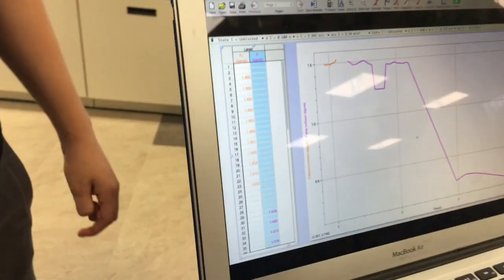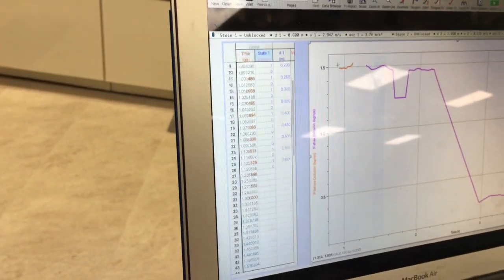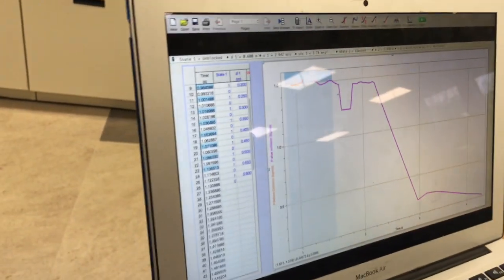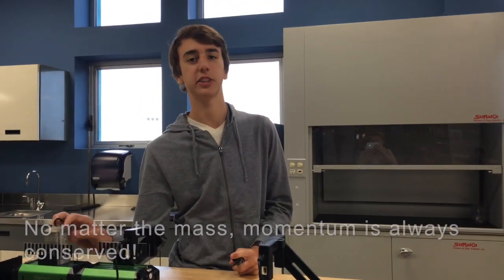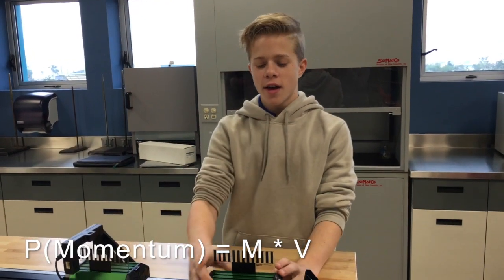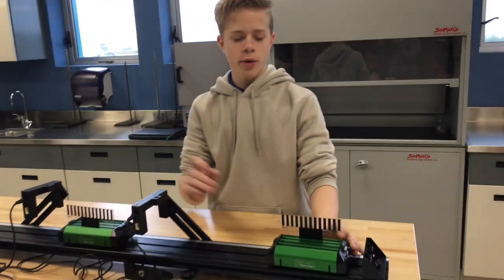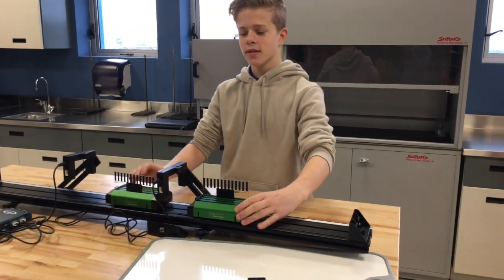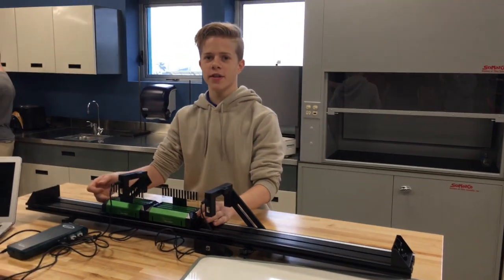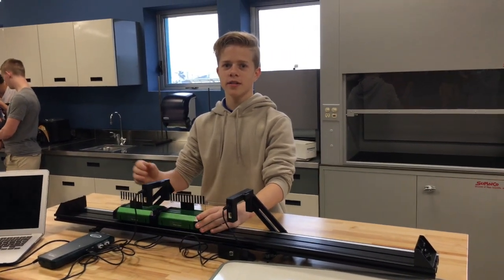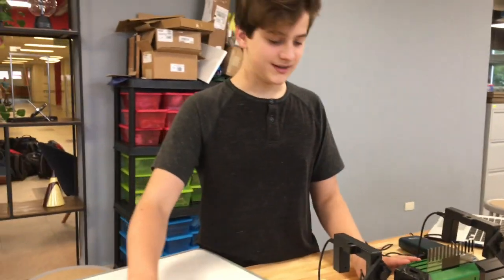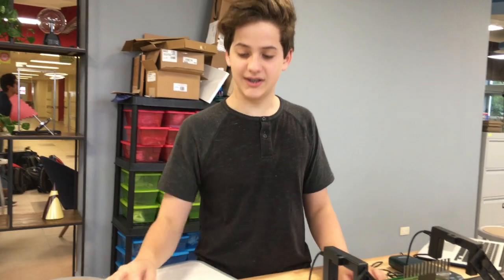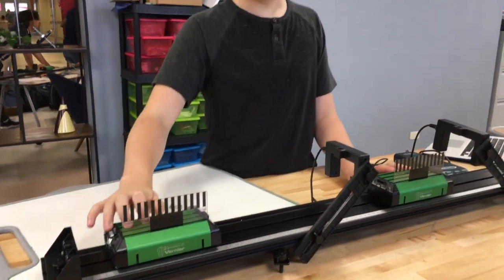So pretty much what we should focus on in the graph is this part right here, since after that, it's just picking up random things. Even if you add more mass, the momentum will always be conserved. Mass times velocity. Before the collision, there would be more of a velocity, but there's less of a mass. But then after the collision, when they're together, mass is increased, but velocity is decreased. Therefore, momentum is conserved.